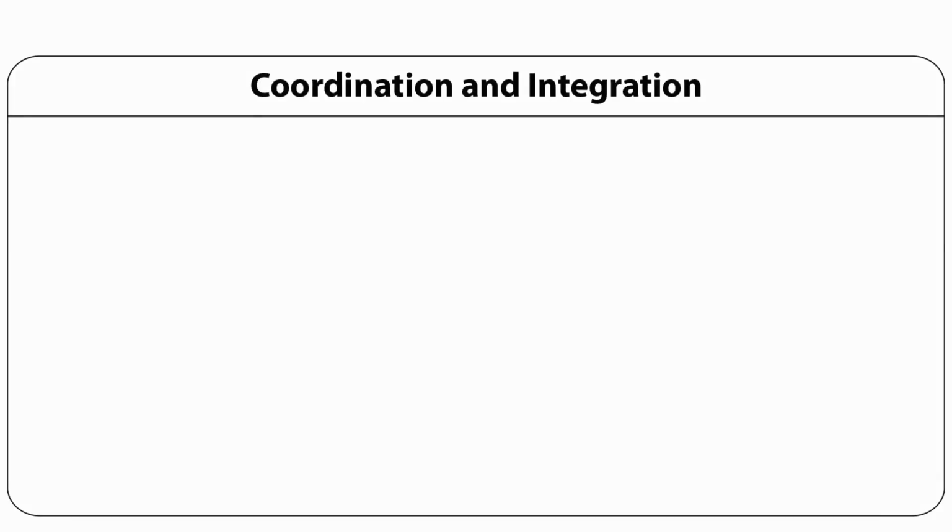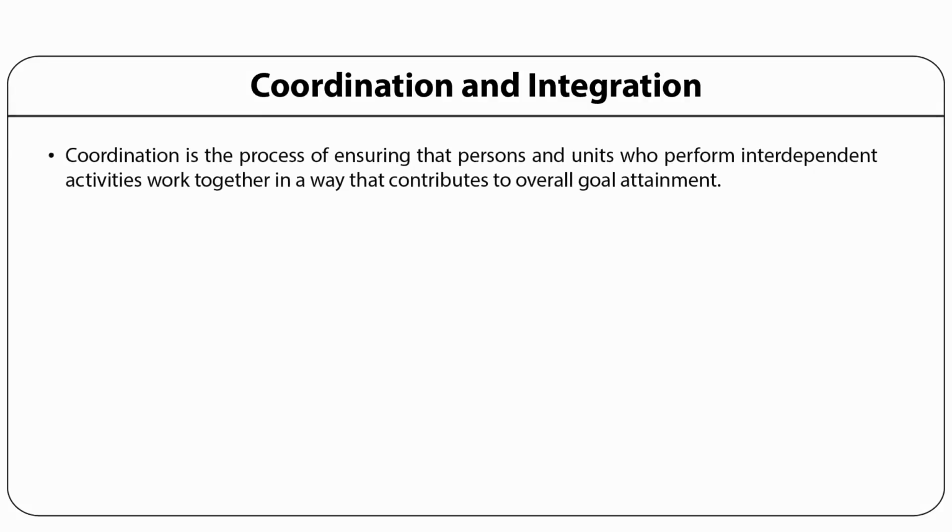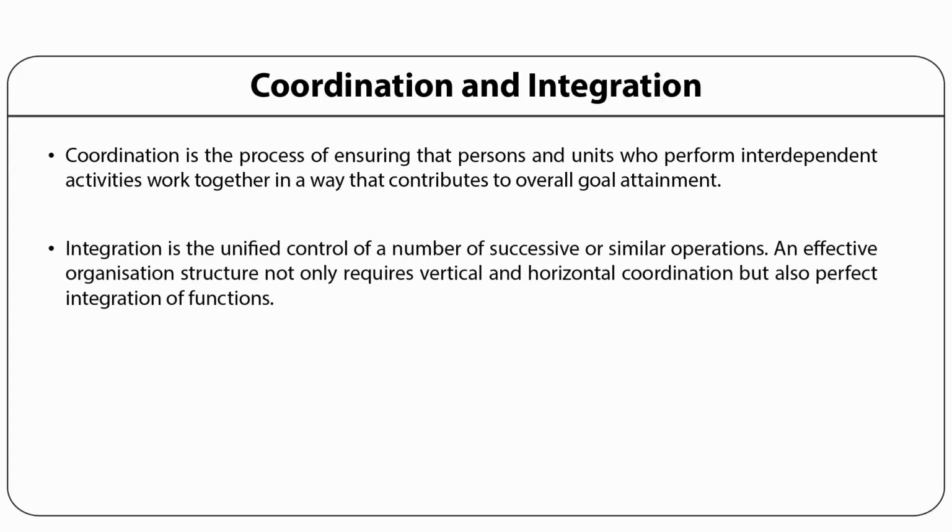Terms coordination and integration. You must know the difference between the two. What is coordination? It is the process of ensuring that persons and units who perform interdependent activities work together in a way that contributes to overall goal attainment. While integration is the unified control of a number of successive or similar operations, an effective organization structure requires not only vertical and horizontal coordination but also perfect integration of functions.